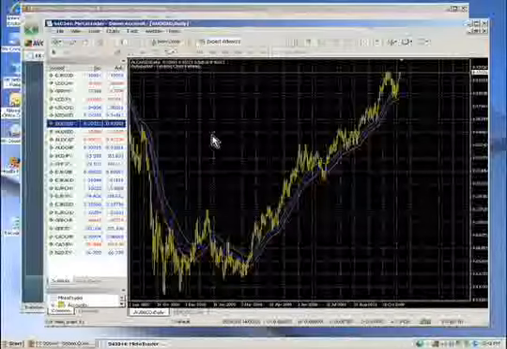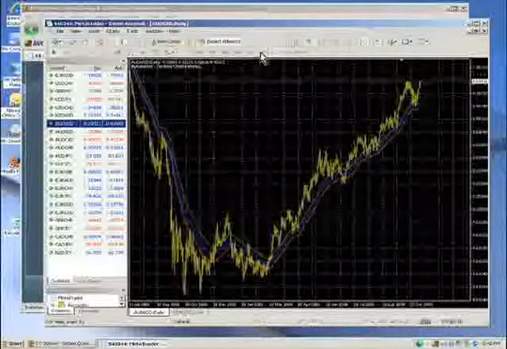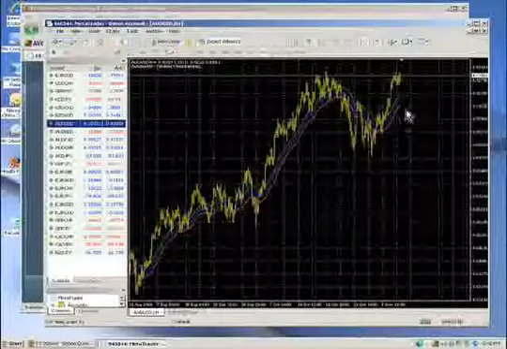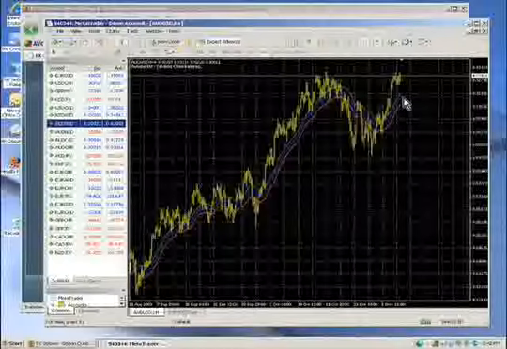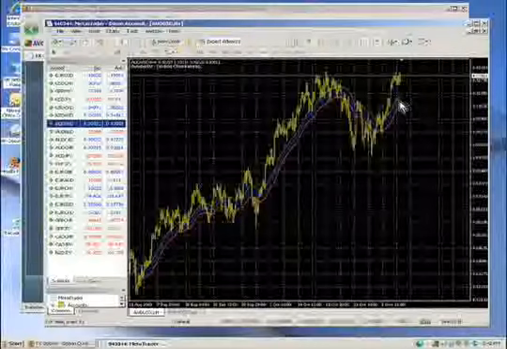Looking at the Aussie on the 240, if you're looking intraday, uptrend. At this point, what's my only strategy here? I need to pull back. So I'm waiting for a pullback within the context of this uptrend. On the daily, same thing.